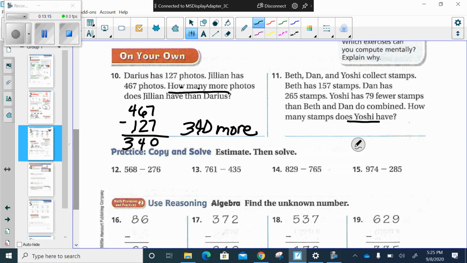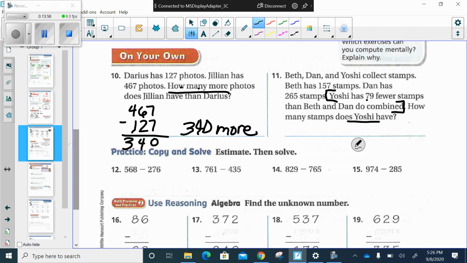Well, Yoshi has 79 fewer stamps than Beth and Dan do combined. Well, Mrs. Keith, there's fewer and there's combined. That means I need to subtract and I need to add. Let's think about that. Don't we need to figure out how many Beth and Dan have first before we can take away Yoshi's fewer stamps? I think you're right. So let's do this.